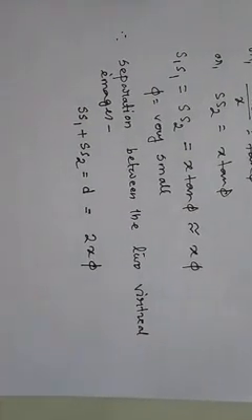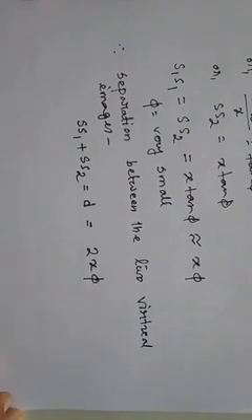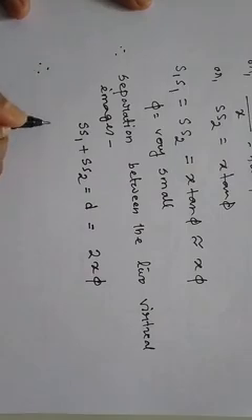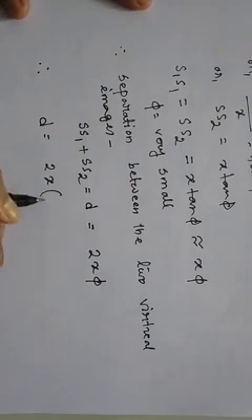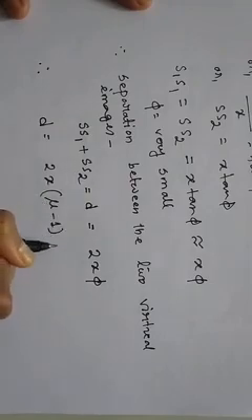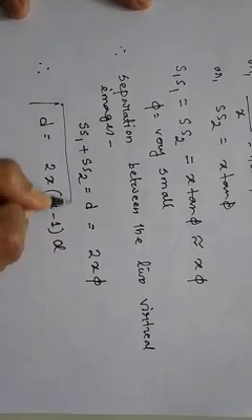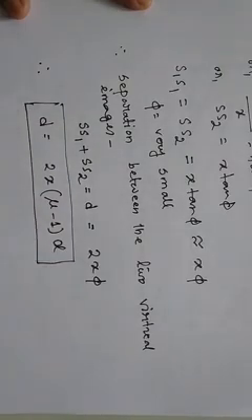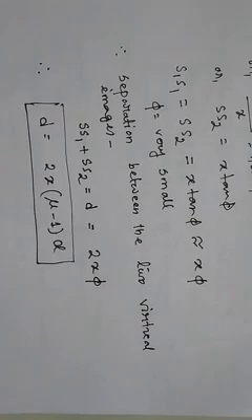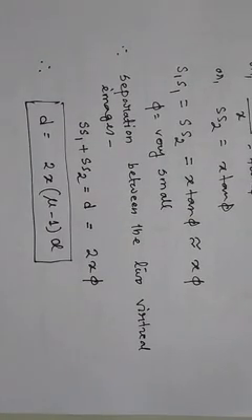Now we know phi is equal to mu minus 1 into alpha. Therefore, d is equal to 2x mu minus 1 into alpha. So this is the separation between the two virtual images formed by the Fresnel Bi-prism experiment.